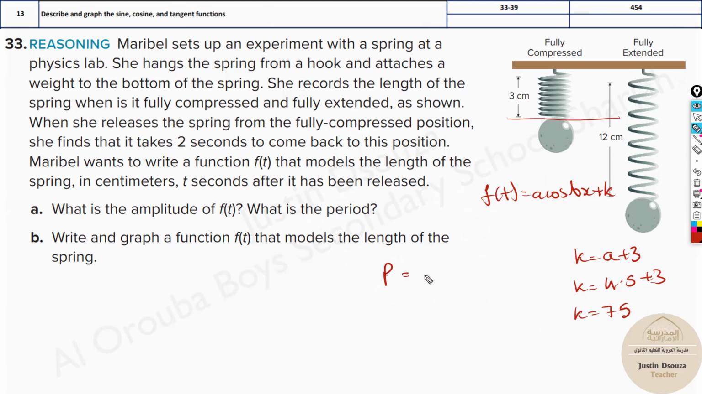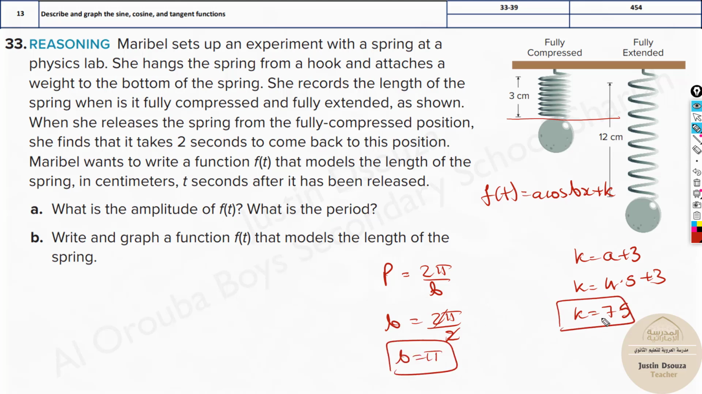Period, I'll write P is equal to, what's the formula for period? If you remember, it's 2 pi by b, right? We need to solve for b. So take b to the other side, it will be 2 pi by the period. The period is 2 seconds, so it cancels. B is equal to pi.